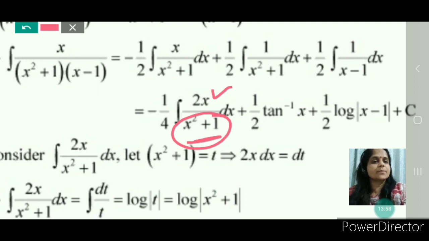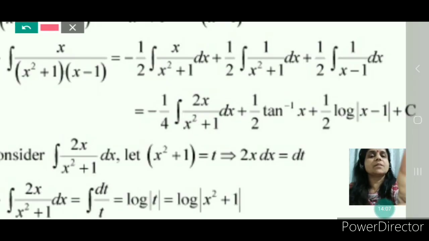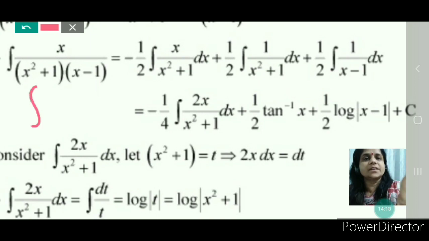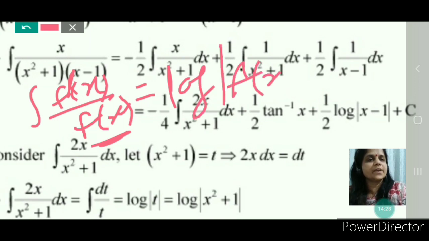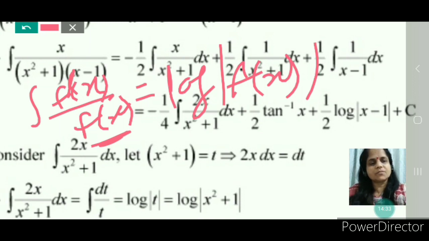So directly you can apply the formula, it is log mod of x square plus 1. In the previous video I also made this clear: if it is the integration of f dash x in the numerator, and in the denominator is f x, it means the derivative of the denominator exists in the numerator, then the answer is log mod of f x plus c. So directly you can apply this method. If you don't understand, then go with this method.